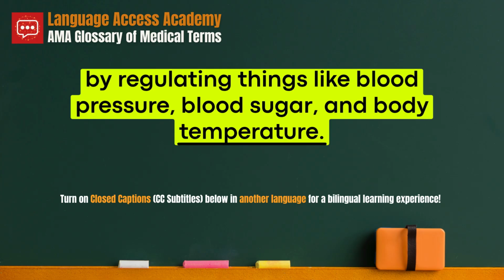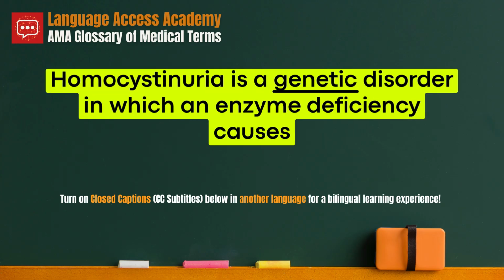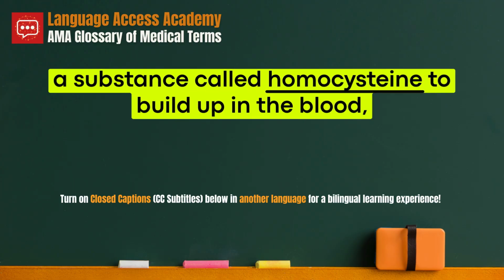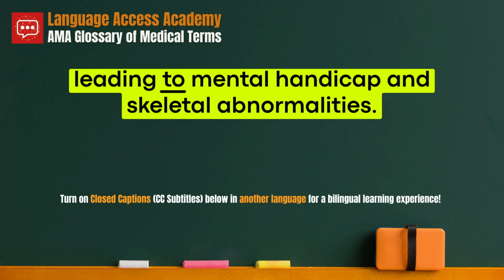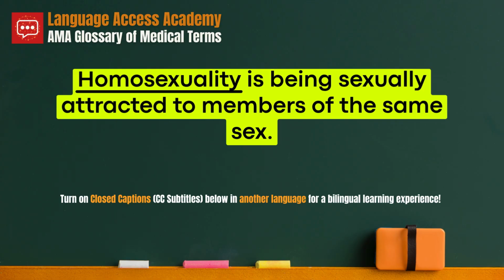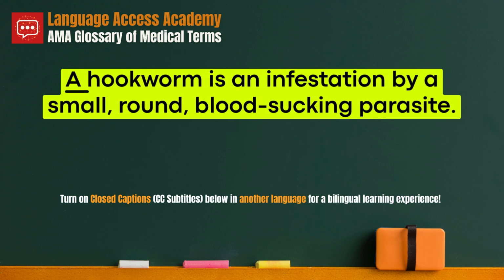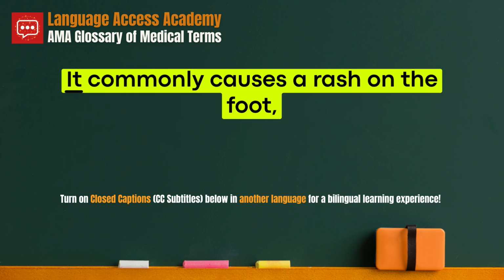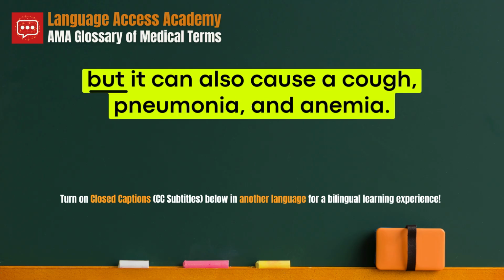Homocystinuria is a genetic disorder in which an enzyme deficiency causes a substance called homocysteine to build up in the blood, leading to mental handicap and skeletal abnormalities. Homosexuality is being sexually attracted to members of the same sex. A hookworm is an infestation by a small, round, blood-sucking parasite. It commonly causes a rash on the foot, but it can also cause a cough, pneumonia, and anemia.